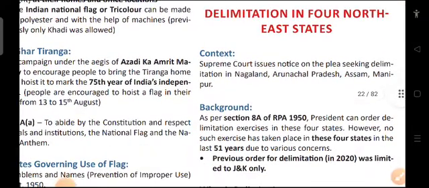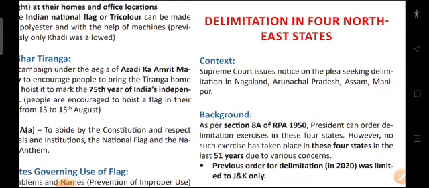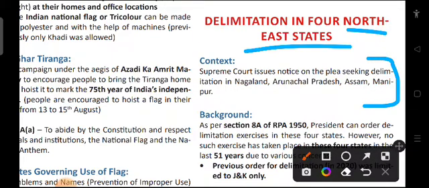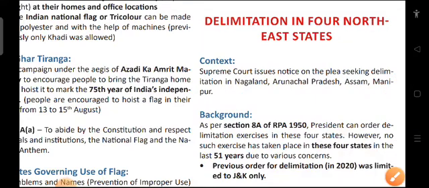Then the next news is about the delimitation in the 4 northeastern states. What is the context? Supreme Court issues notice on the plea seeking delimitation in Nagaland, Arunachal Pradesh, Assam and Manipur. So Supreme Court is issuing some notices on the plea about the delimitation for these 4 northeastern states.